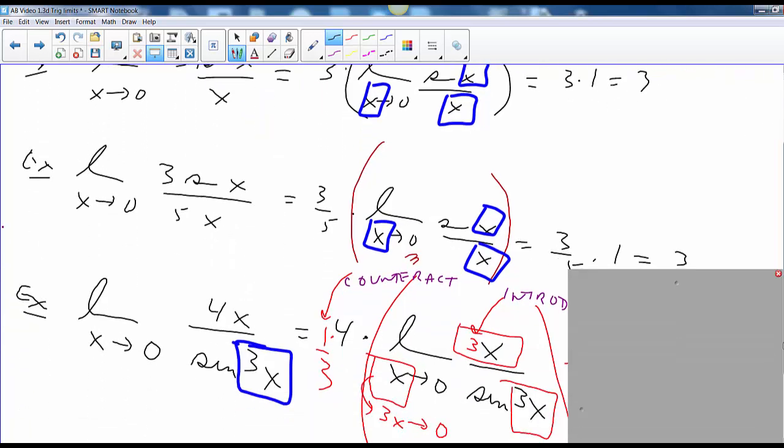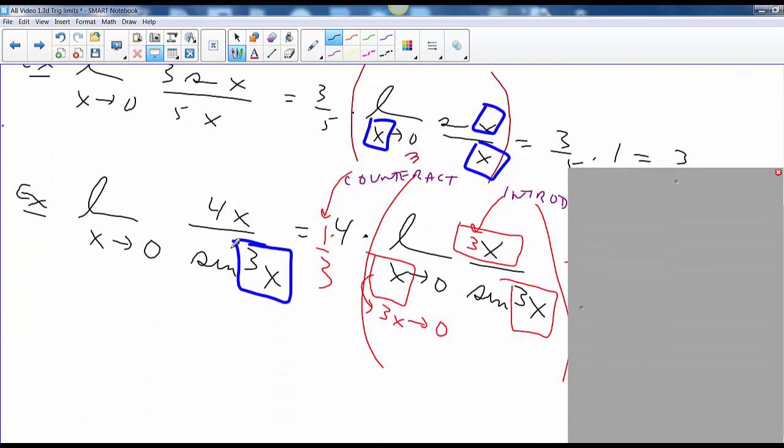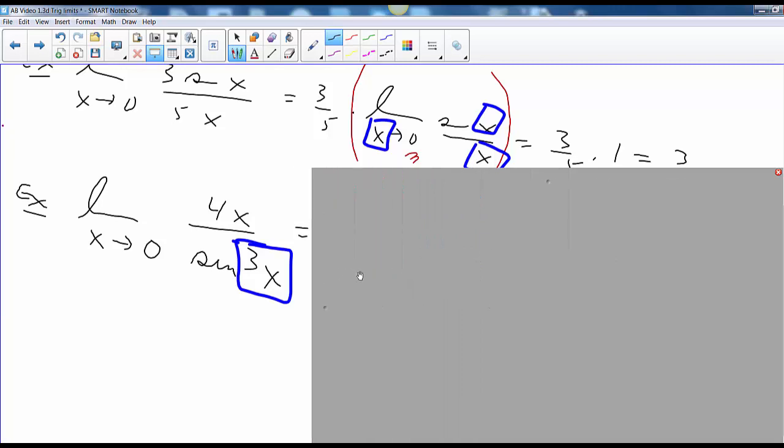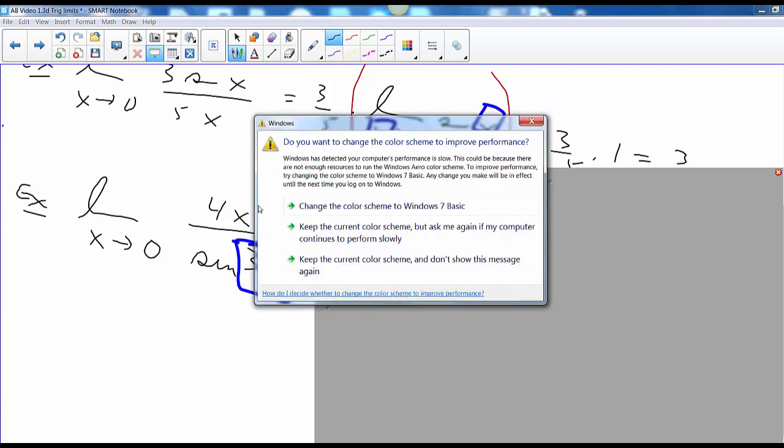Okay. All right, here's another example. Now, this is a much trickier example, okay? We certainly can pull out the 4, that we're allowed to do, but remember, we cannot pull out the 3 because sine 3x is not 3 sine x. So what we have in the blue box is 3x. So what we need here is another blue box.